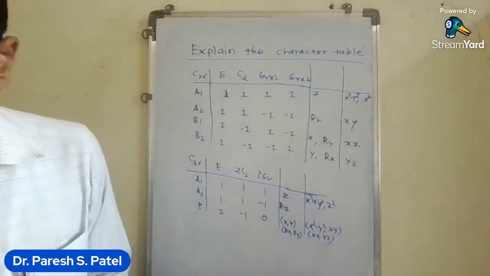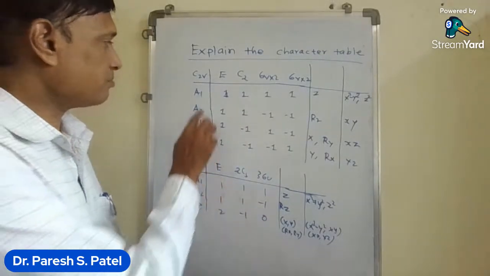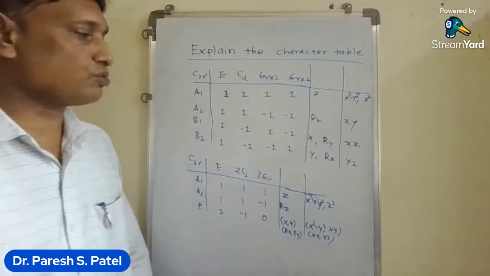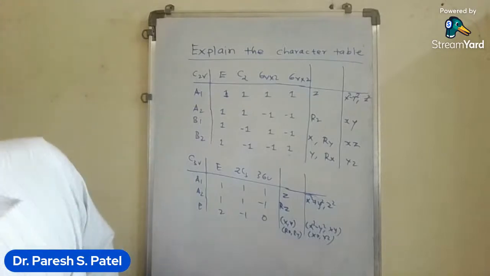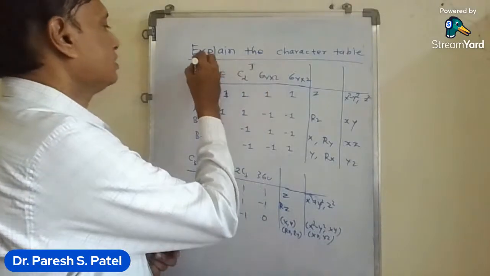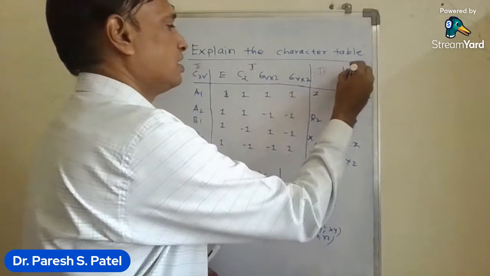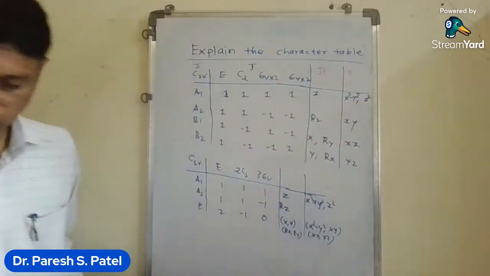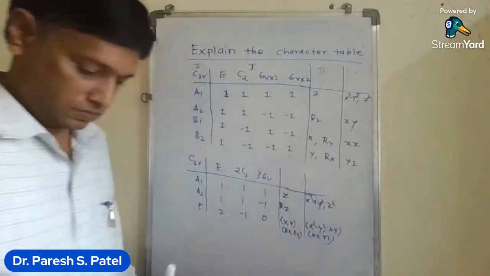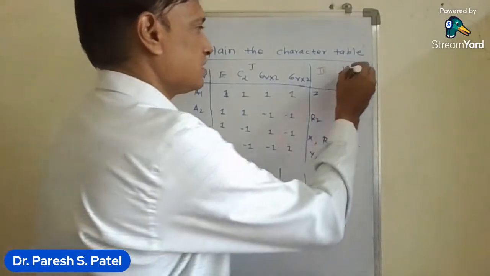Clear? So with the help of this character table, we can write the character table for C2v and C3v. Now, explain the character table. It means we have to mention all the terms involved in this character table. This is area number 1, this is area number 2, this is area number 3, and this is area number 4.